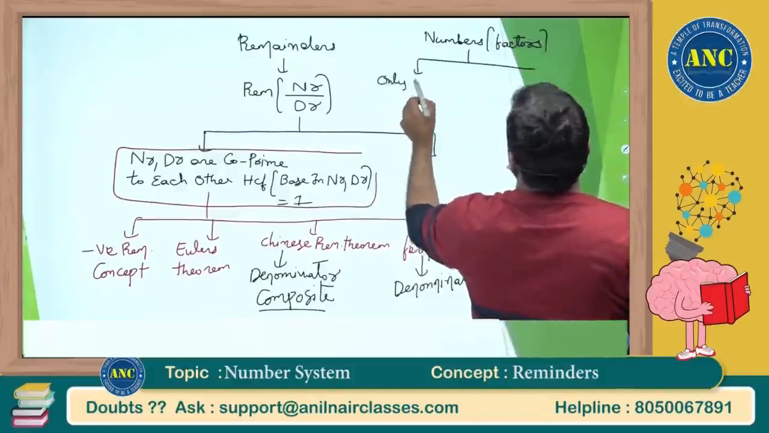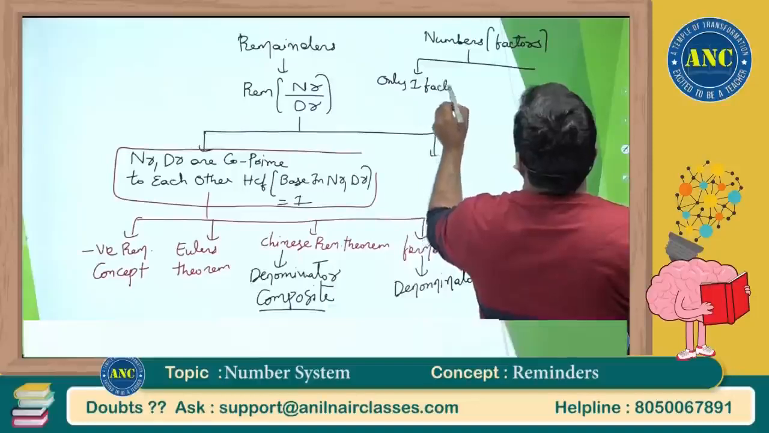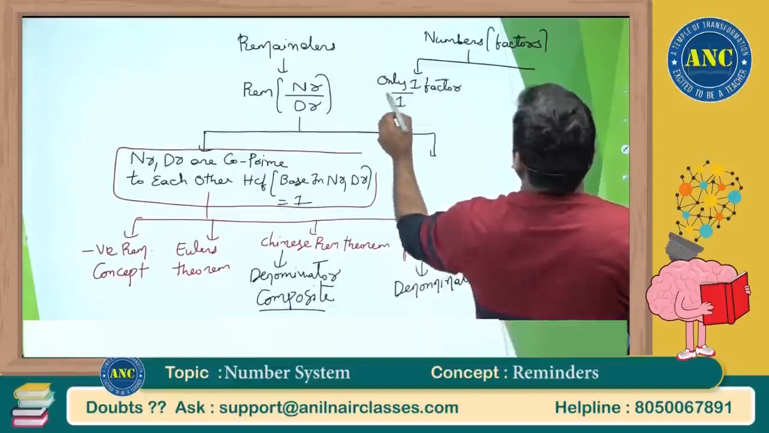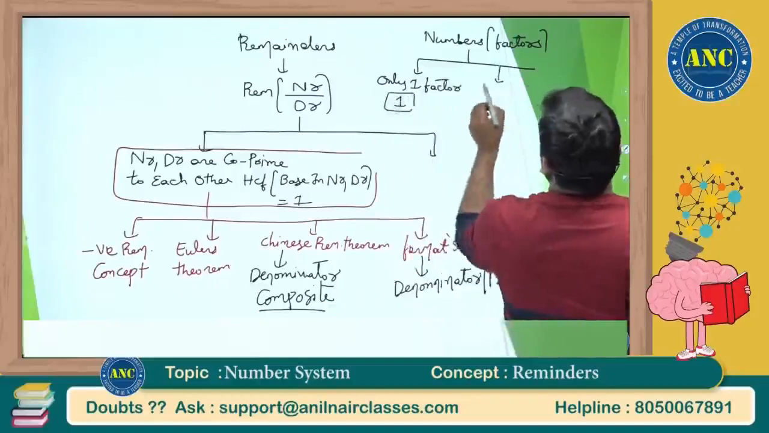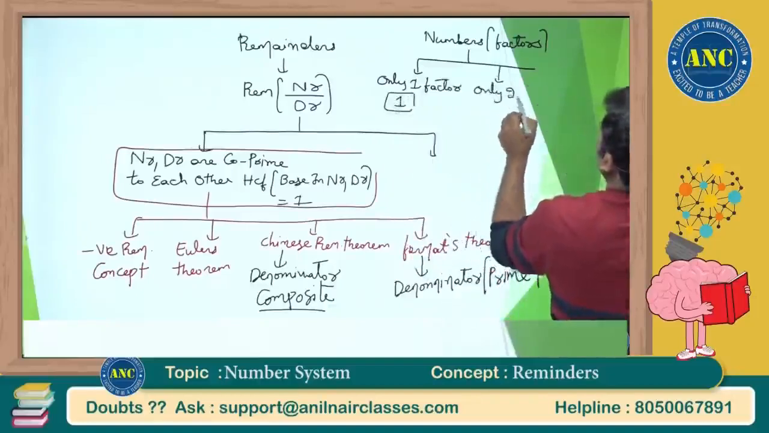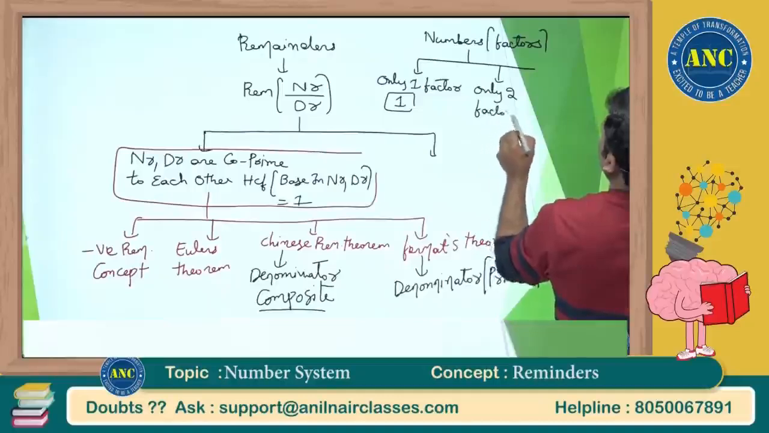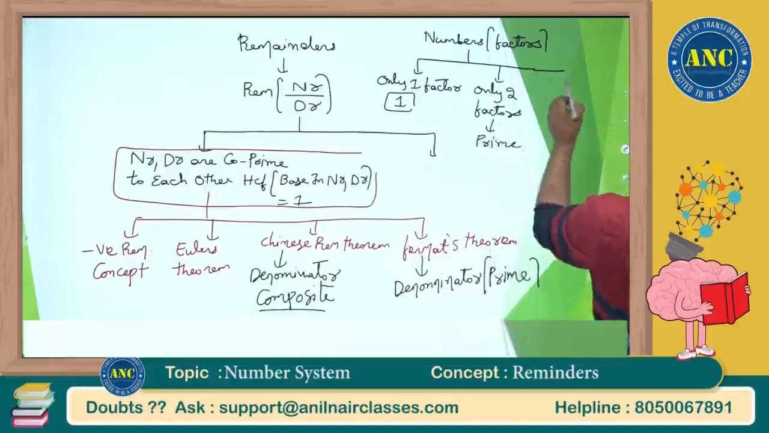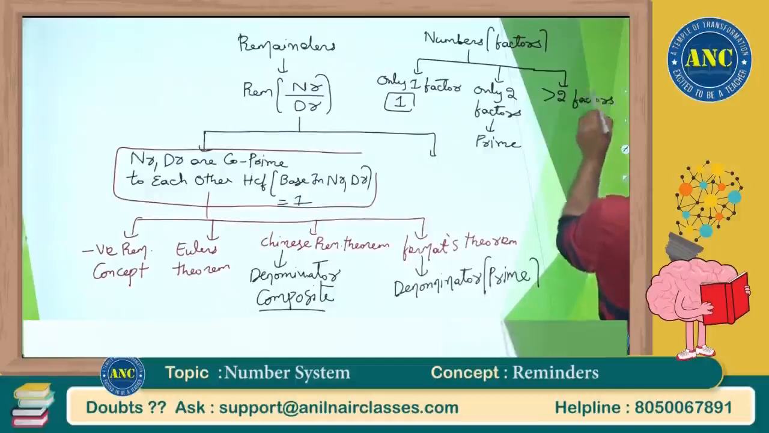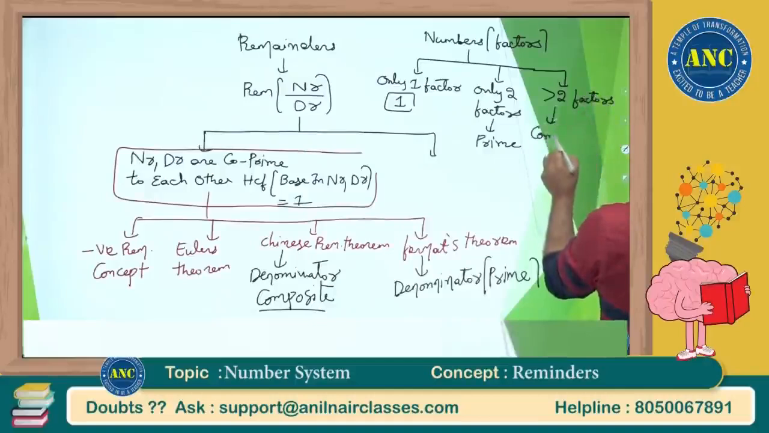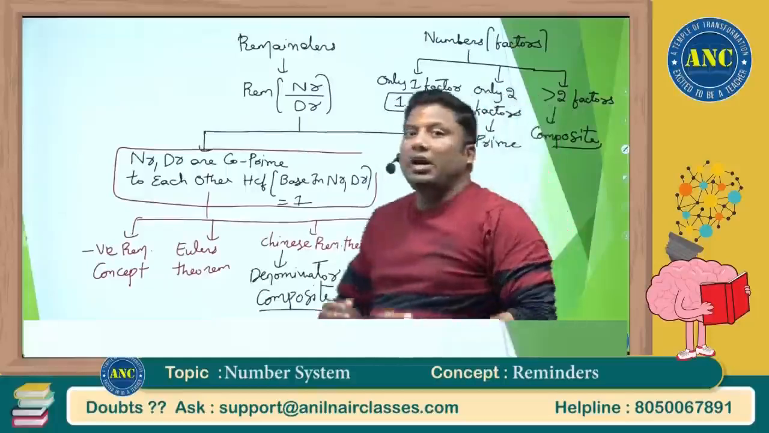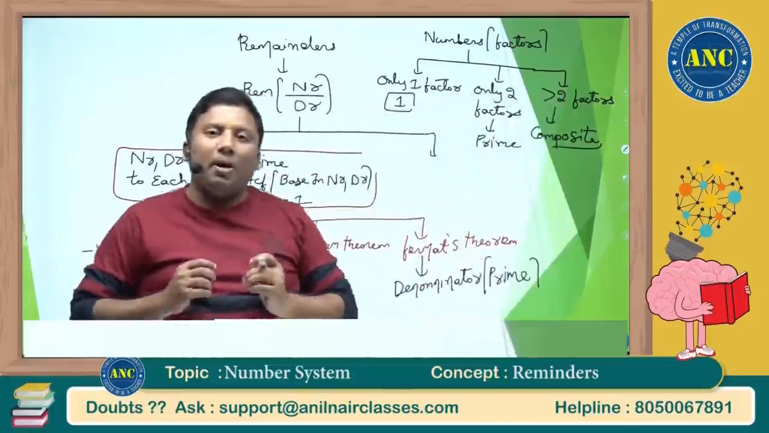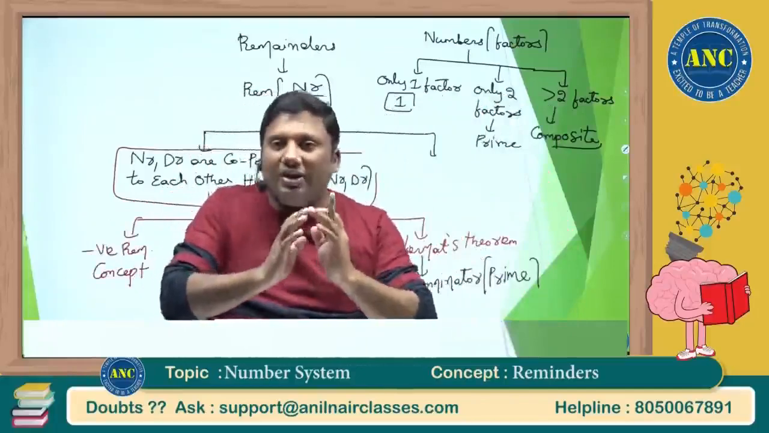Only one factor: if there is only one factor, then the number is called 1. If there are exactly two factors, then the number is called a prime number. If there are more than two factors, then the number is called a composite number. Depending upon the number of factors, there are three kinds of numbers.